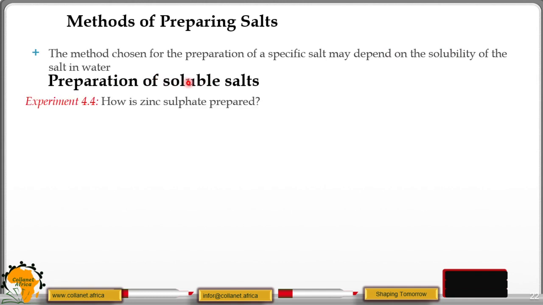Preparation of soluble salts. How is zinc sulfate prepared? Zinc sulfate is a soluble salt, so in order to prepare it, we normally have an action of an acid on a metal, and once you react a metal and an acid, you get a salt and hydrogen gas. Remember in form 1, when we were preparing hydrogen gas, we found that in the laboratory, you just react zinc metal with sulfuric acid.